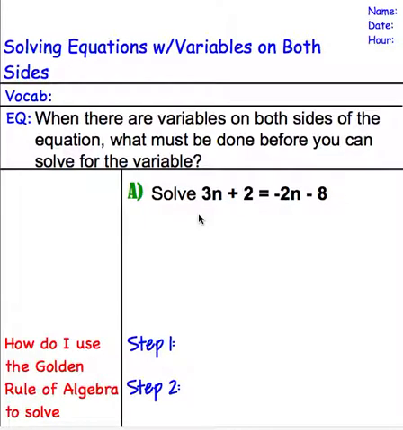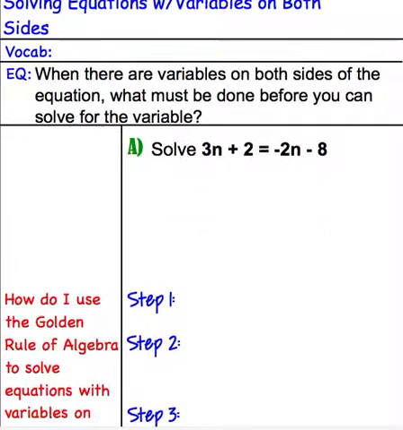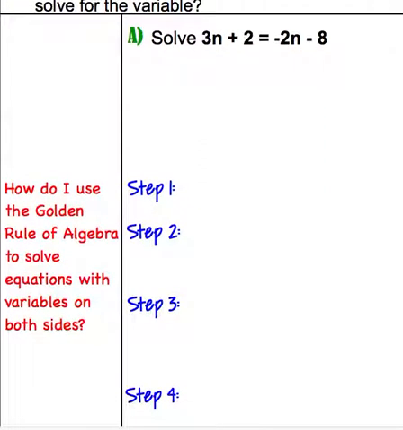Today we are going to move on into solving equations with variables on both sides. So we start off with our first example, which says that we are going to solve 3n plus 2 equal to negative 2n plus 8. So step one of my process asks me to simplify each side of the equation.